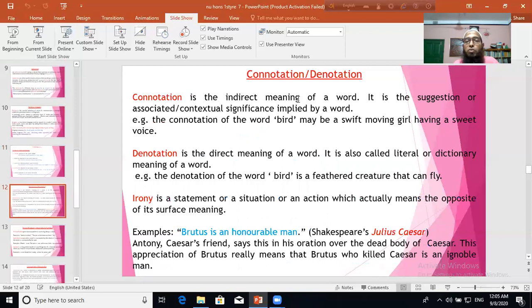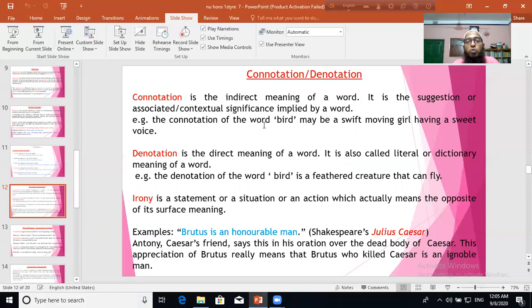Connotation and denotation. You know what connotation and denotation are? I told you in one lecture that each and every word has two types of meaning: connotative meaning and denotative meaning. Connotation is the indirect meaning of a word. It is the suggestion or associated, contextual significance implied by a word.